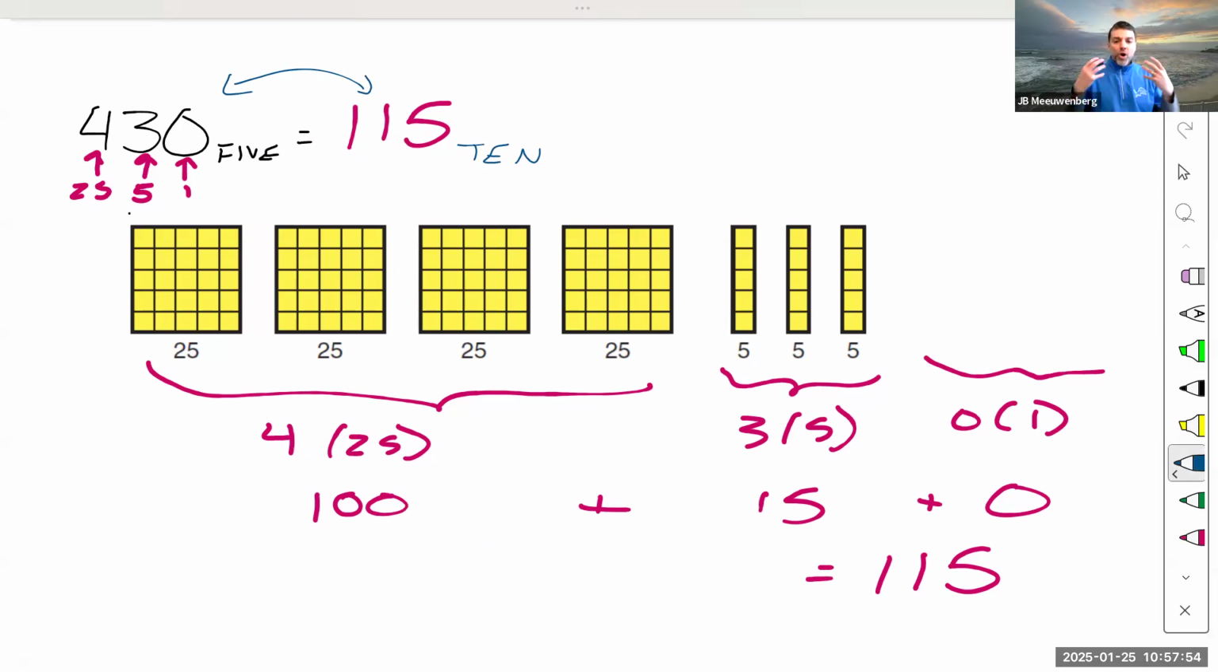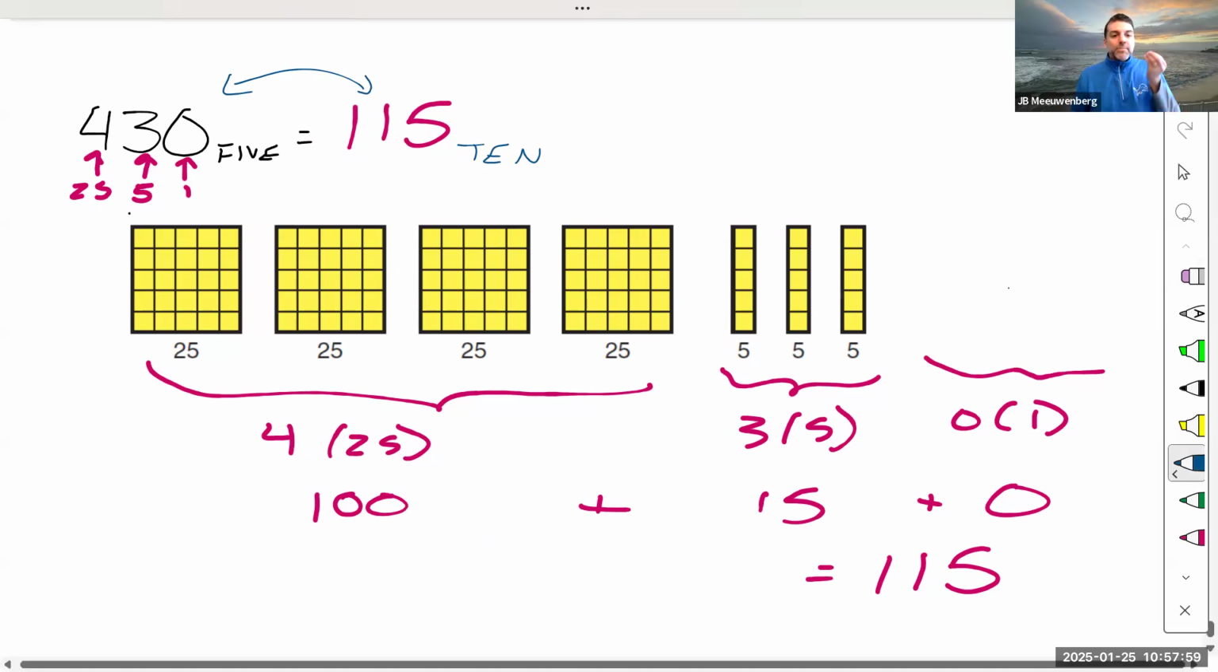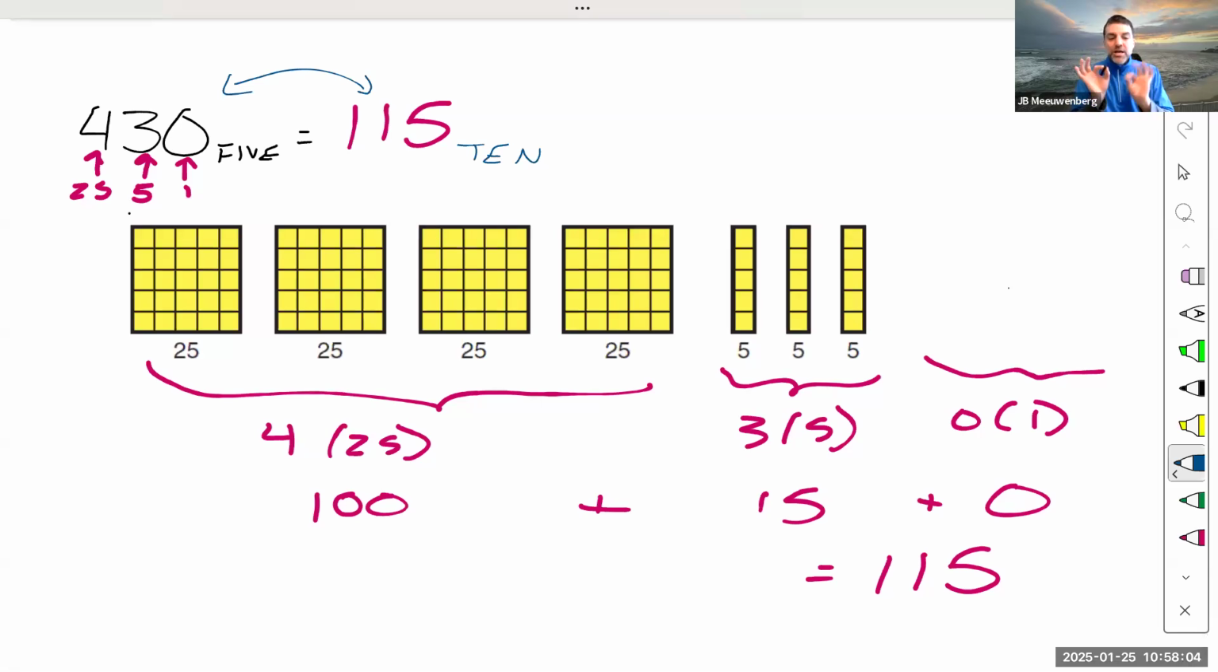And so what I hope you're starting to see is that this is all about this idea of positional numeration. The position of the numeral within the organization of the symbols really matters, because those numerals, the 4, the 3, the 0, are representing different values. And we write them from left to right, from the greatest place values to the smallest place values.